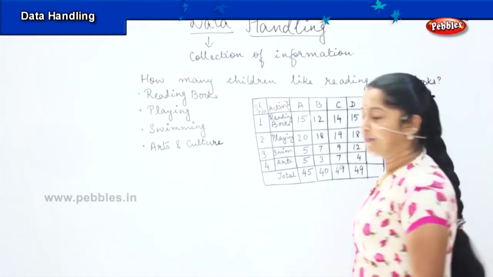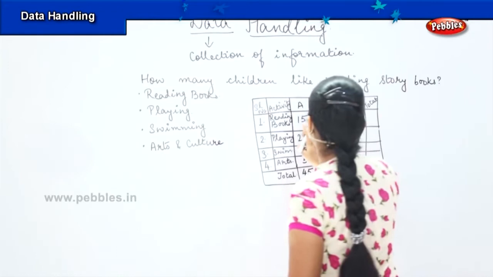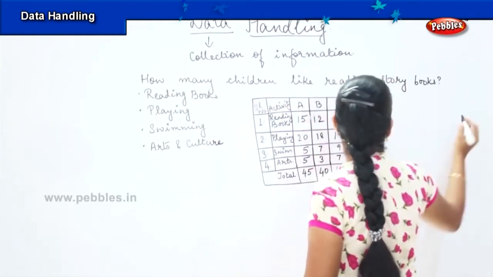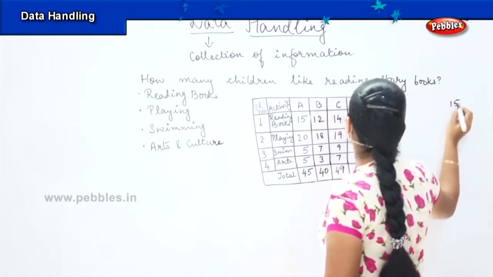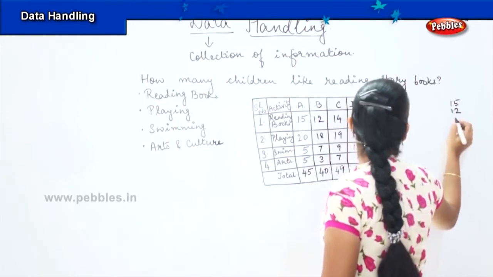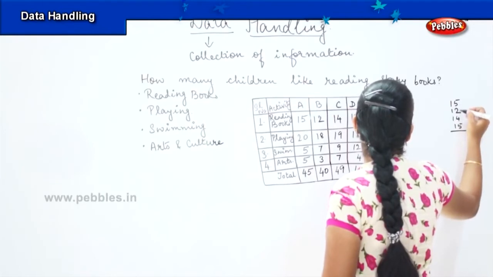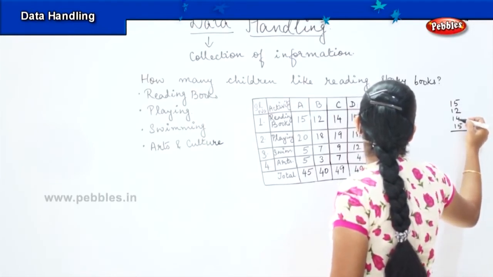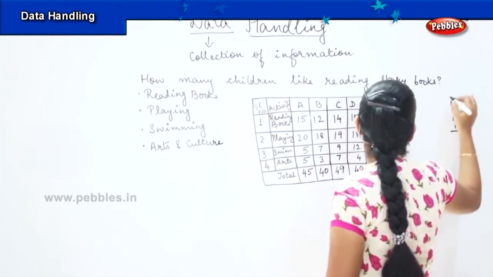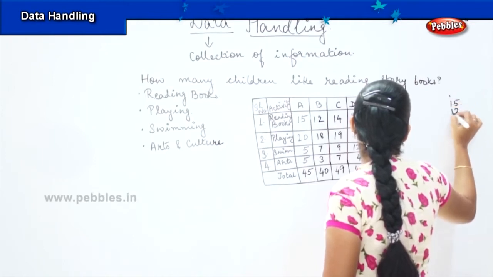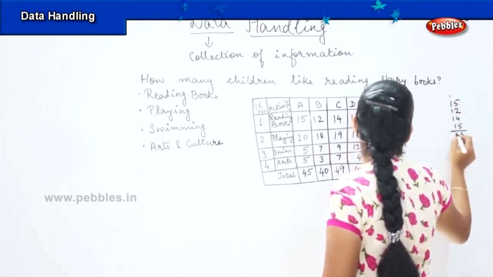So shall we add? Okay, here we go. How will you add it, children? The first one says 15 plus 12 plus 14 plus 15. So 5 plus 2 is 7, 7 plus 4 is 11, 11 plus 5 is 16. Then 1 plus 1 is 2, 3, 4 and 5.